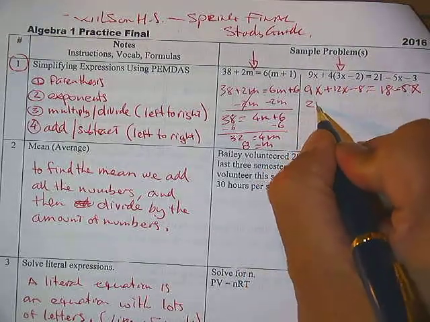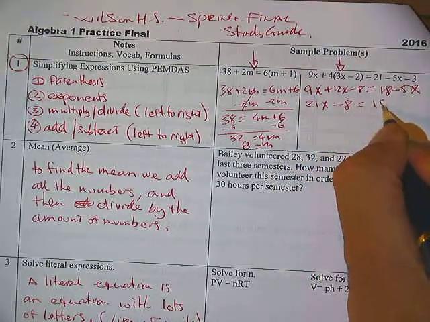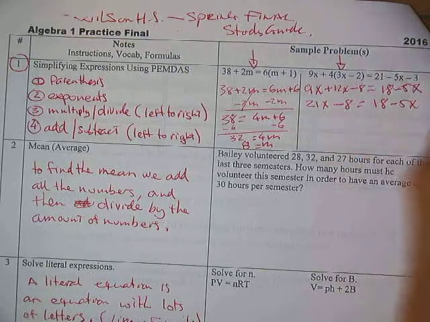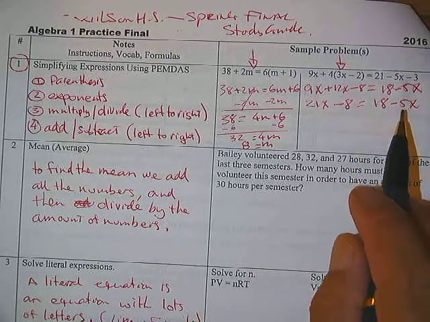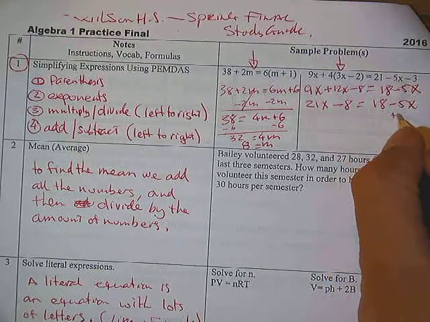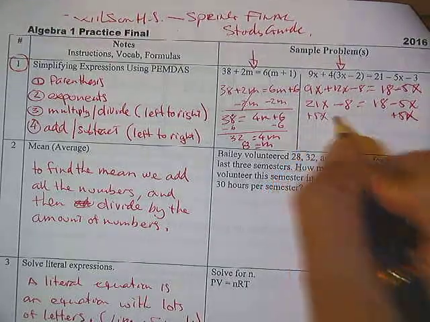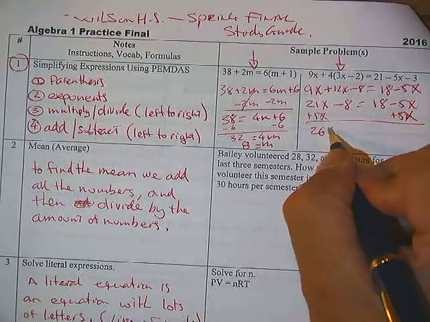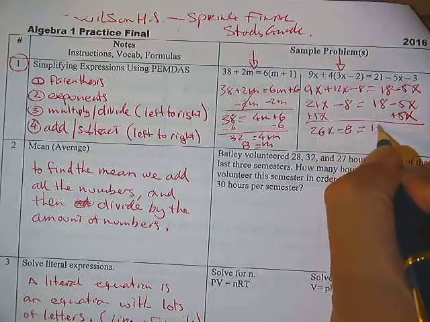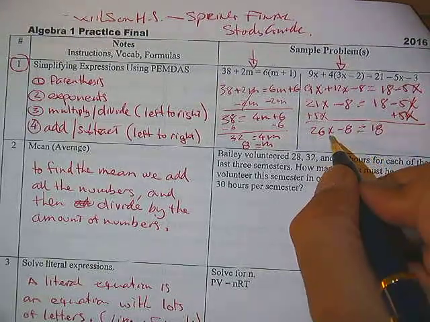You have 9x and 12x. You can combine them. That's 21x. And you have to minus 8, and that's equal to 18 minus 5x. So you might notice that you have x's on both sides, so you want to combine them. I recommend you move the smaller coefficient and do the opposite, so you're going to add 5x to both sides. Then you have 26x minus 8 is equal to 18.